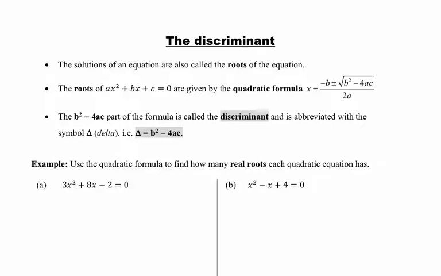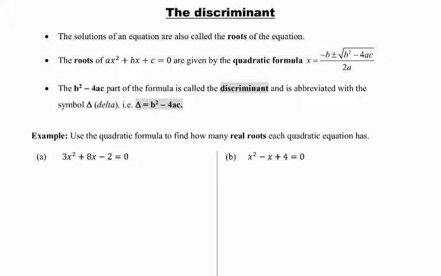So let's have a look at the discriminant. First of all, the solutions of an equation are called the roots of the equation. So if you look at this equation here, that I'm underlining in green, the solutions to that equation are called the roots. And how do we find the solution to that equation? We use the quadratic formula to solve that quadratic equation.